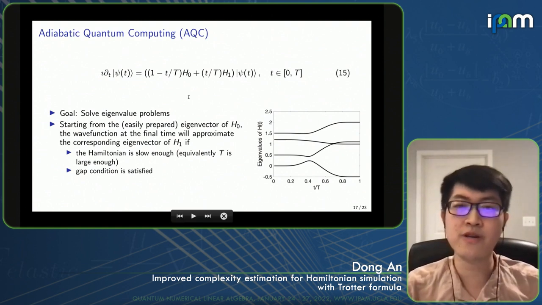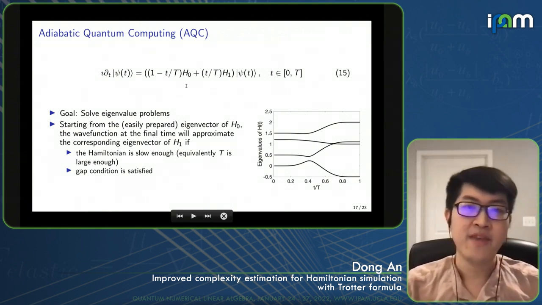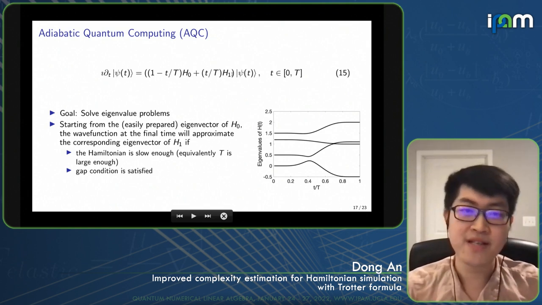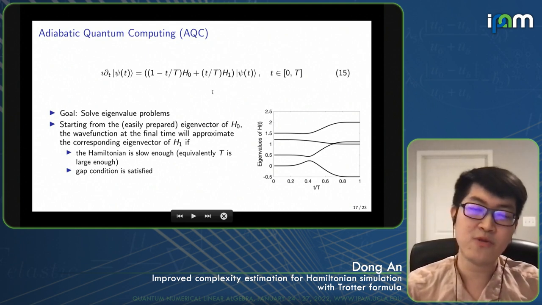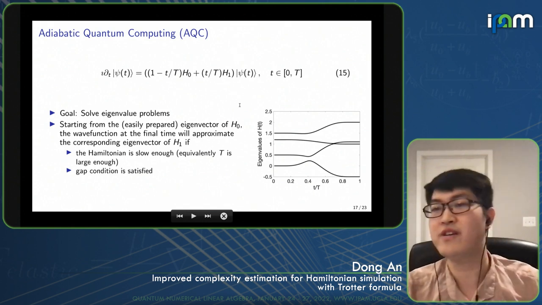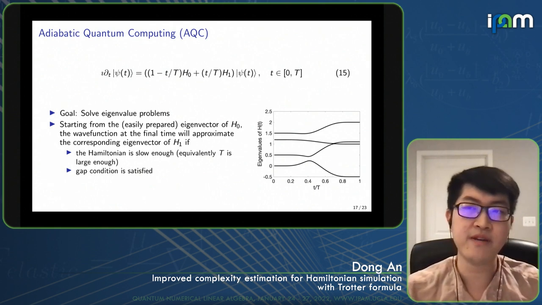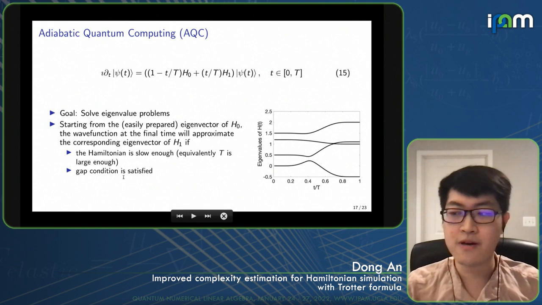I mentioned that to ensure this works, there are some assumptions. Basically there are two. The first assumption is that my Hamiltonian should change very, very slowly. That is, we should drive our system from H0 to H1 at a very slow speed. With this linear interpolation, this is equivalent to saying that my evolution time capital T is very, very large. That is, I evolve my dynamics for a long enough time period, which relatively speaking means we are driving our system very slowly. The second assumption is a very important one, the so-called gap condition.